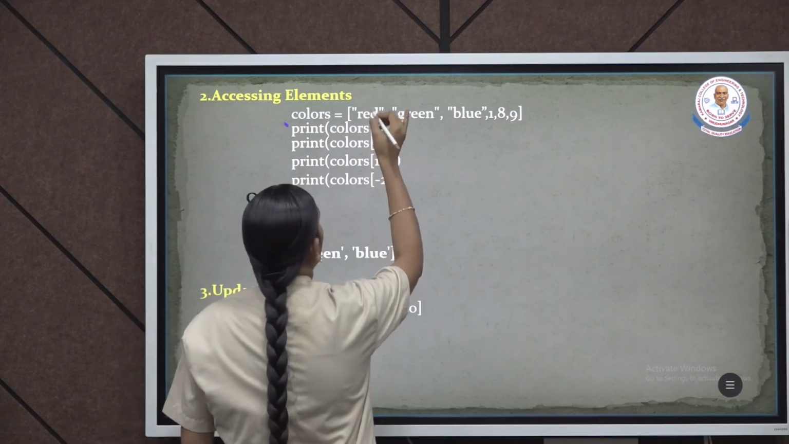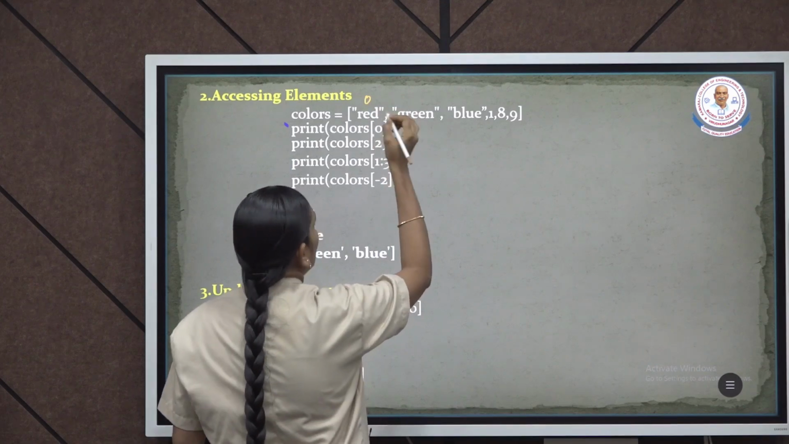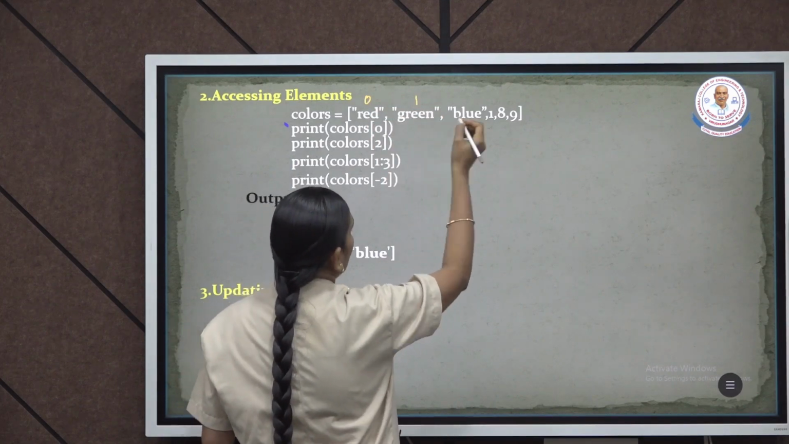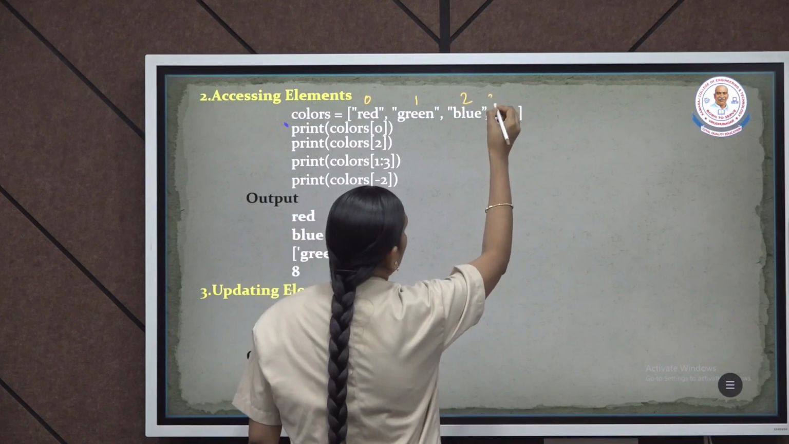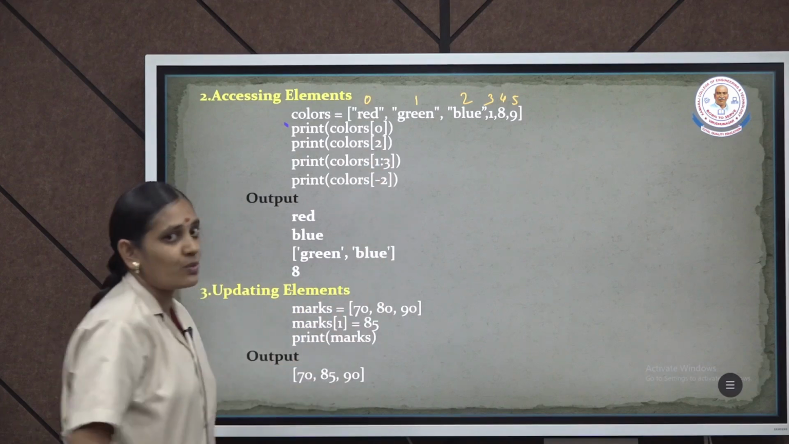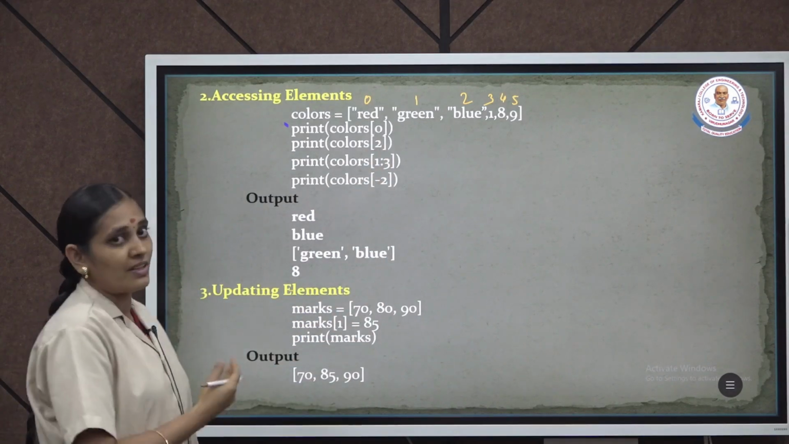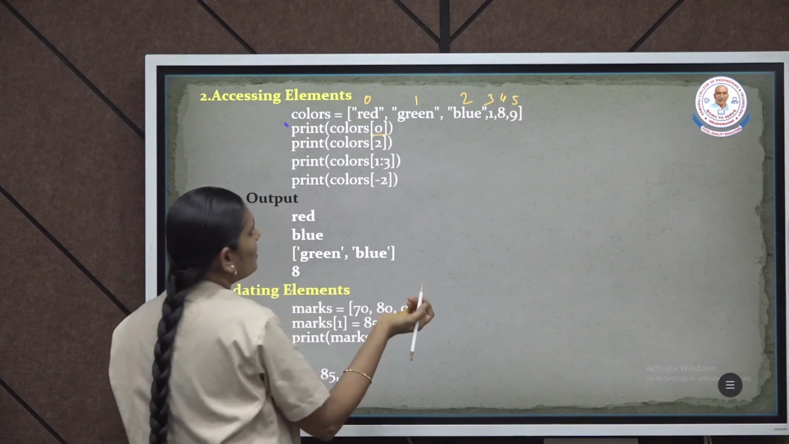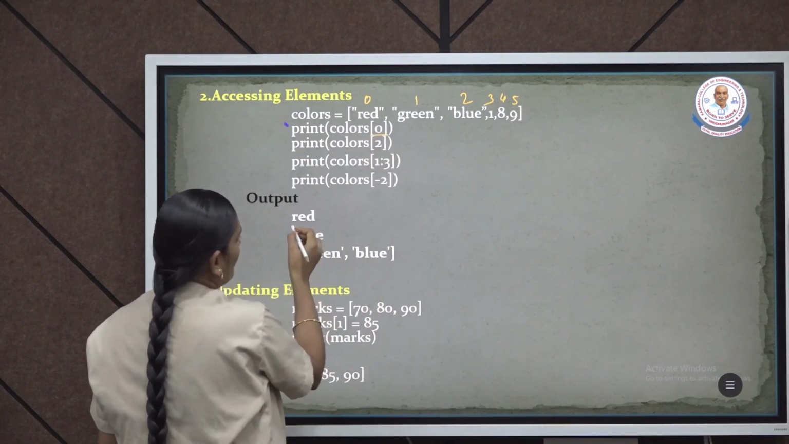Here the red element is at the 0th index, the green value is at the first index, this is at the second index, this is at the third index, this is at the fourth index, and this is at the fifth index. So based on the index value only, we can retrieve the element from the list. Here I am trying to access the 0th index value. What is the 0th index value? Red. So here the output is red.